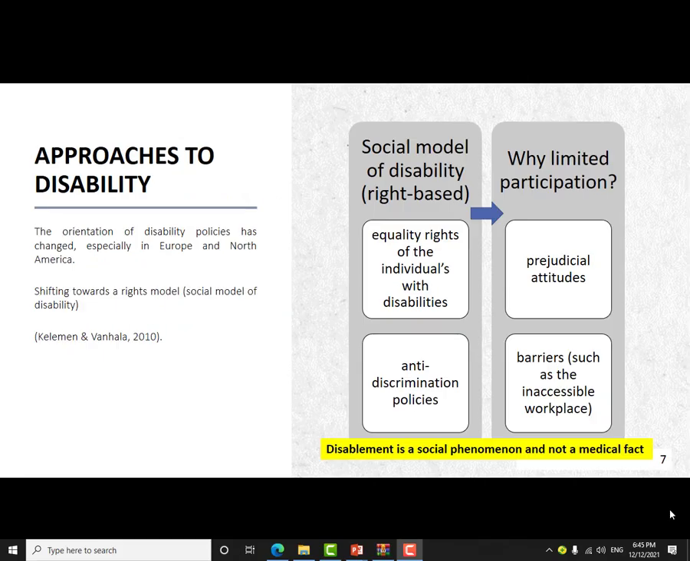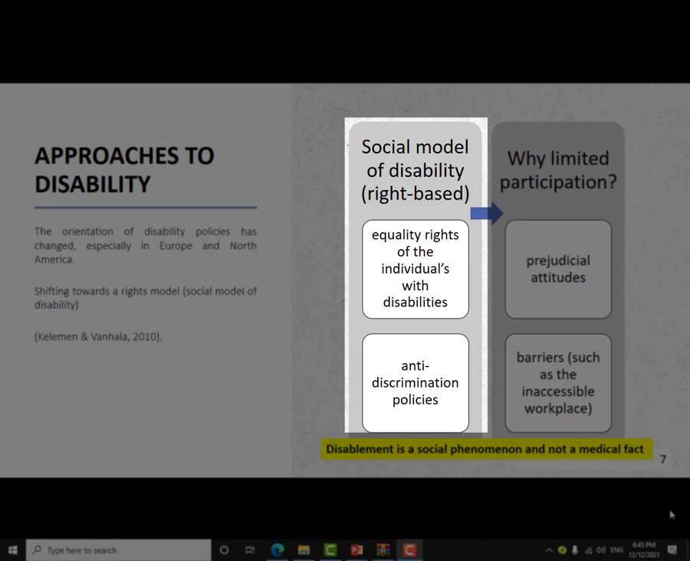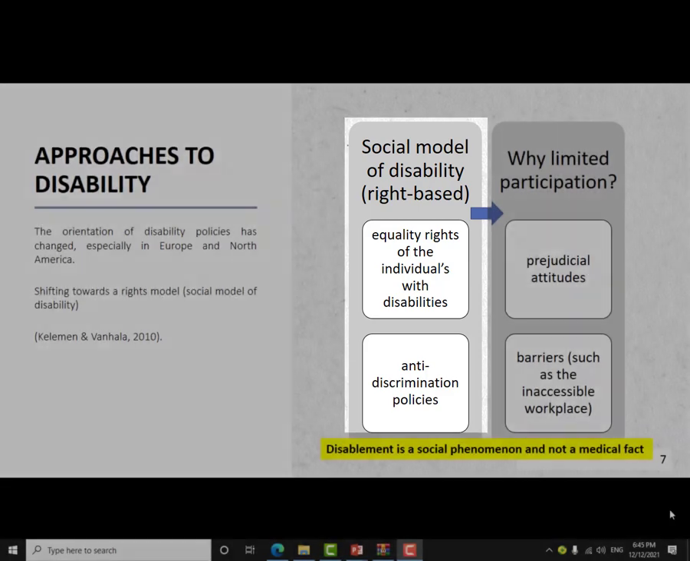The orientation of disability policies has changed drastically in the last decades, especially in Europe and North America. This shift from a welfare-based model is mostly towards a rights-based model, which is called the social model of disability. It concentrates on the equality rights of the individuals with disability and anti-discrimination policies.